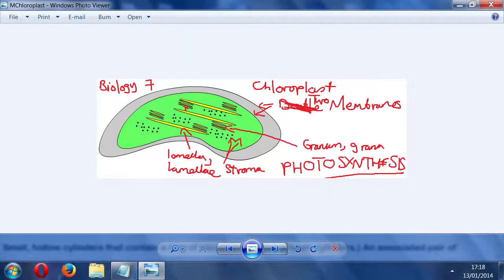Okay, let's look at the chloroplast now. So here's my drawing here. I've got the stroma, lamellae, granum, grana. Okay, and chloroplast and mitochondrion are a key in endosymbiotic theory.